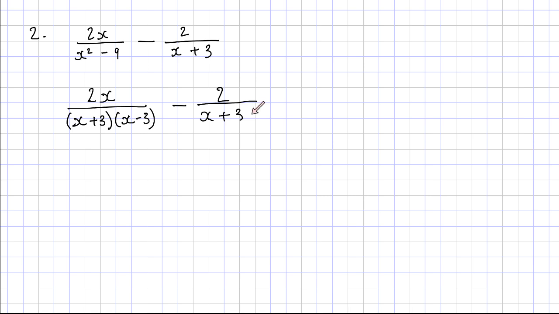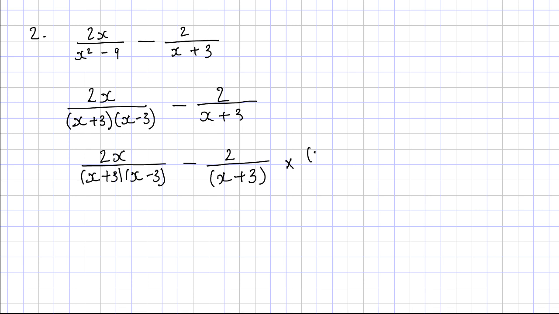Now I need to find the lowest common multiple of x plus 3 and x plus 3 times x minus 3. Now the lowest common multiple, because this is a factor here, must be x plus 3 times x minus 3. So I need to change this fraction to make the common denominator. And this fraction I can keep the same because this is already the lowest common multiple. So let's write that again. So 2x over x plus 3, and I have x minus 3, take away 2 over x plus 3. Now I need to multiply the top and bottom by x minus 3.